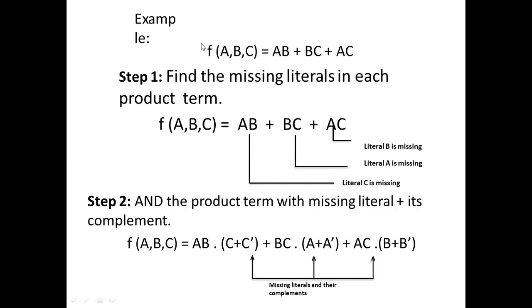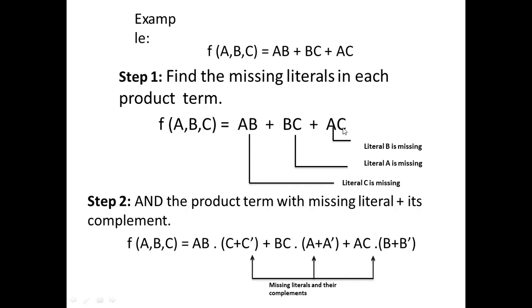So our first step is what? We have to find out the missing literals in each product term. These are the product terms given in front of you: AB, BC and AC. I'll start with the last one because it is very easy to show here in the PPT presentation. So we have the AC term.